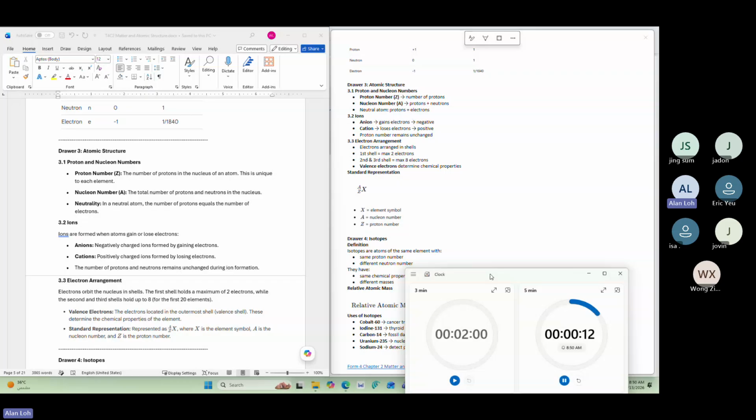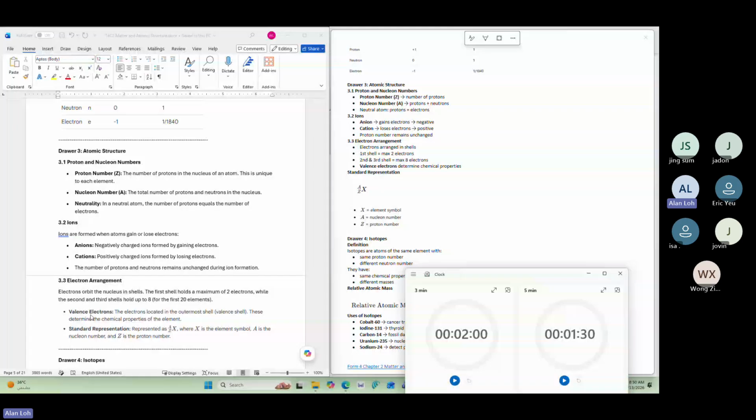Okay, for those who cannot imagine what this is yet, don't worry, you just need to know there is this proton number, nucleon number, A and Z. Then you need to know there are positively charged and negatively charged ions, right? So proton, nucleon, two things. And then ions, you have positive and negative, which we call anion and cation. And then you have these valence electrons.